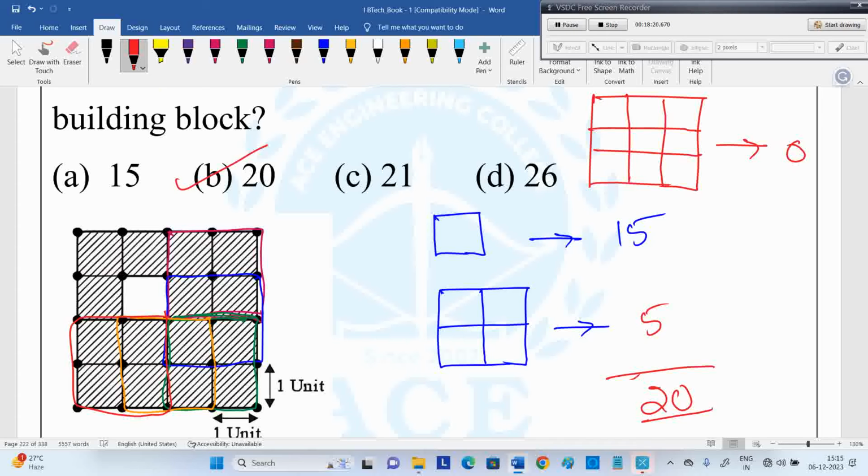It's not 26. Some people said 26. No, answer is 20. And this is the power of manual counting. If I go with only shortcut, here you will fail. If it is entirely filled, okay, 30: 4 into 4, 3 into 3, 2 into 2, 1 into 1, okay.